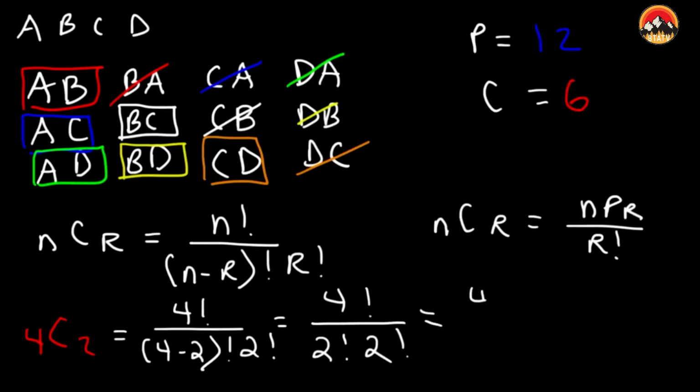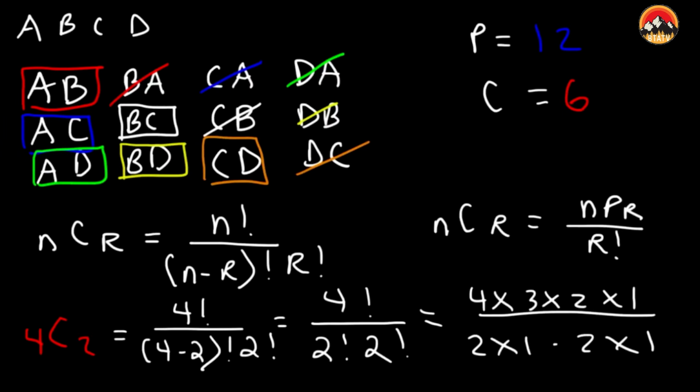And we know that 4 factorial is 4 times 3 times 2 times 1. 2 factorial is 2 times 1. And we have another 2 factorial. It turns out that 2 times 2 is 4. So we could cancel those 2's with the 4 on top. We could ignore 1 because 1 times anything won't change the value. So what we have left over is 3 times 2. 3 times 2 is equal to 6.